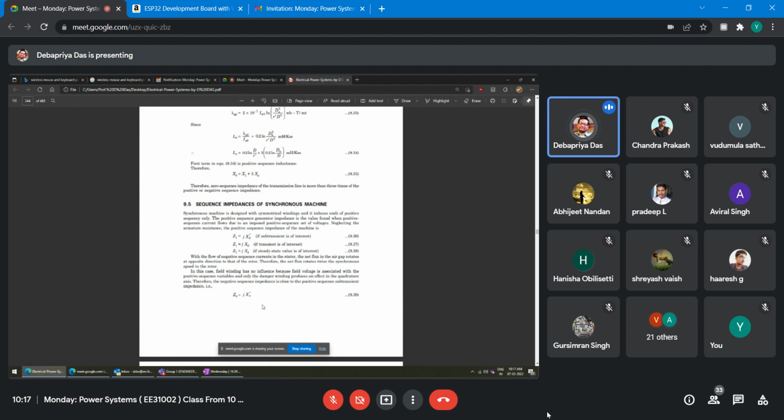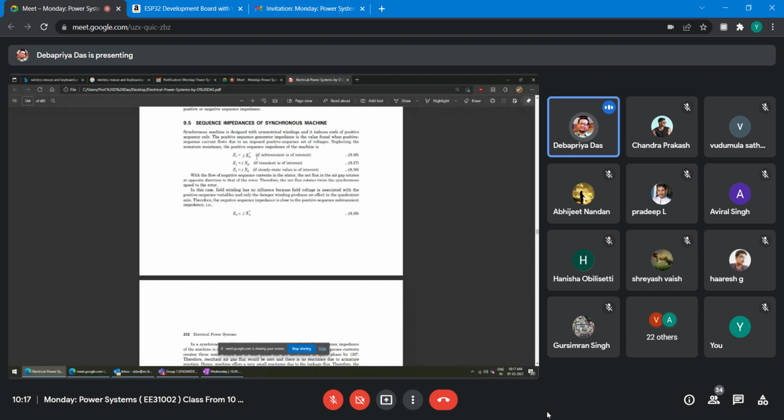The positive sequence impedance of the machine Z1 will be jXd double dash, if subtransient is of interest. Z1 is jXd dash if transient is of interest, and Z1 is equal to jXd if steady state value is of interest, right? Now with the flow of negative sequence current in the stator, the net flux in the air gap rotates in the opposite direction to that of the rotor, because positive sequence is clockwise. If it is, the negative sequence will be anti-clockwise. Therefore, the net flux rotates at twice the synchronous speed relative to the rotor, right?